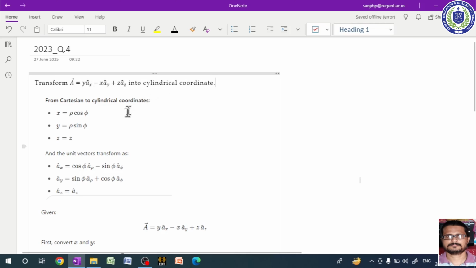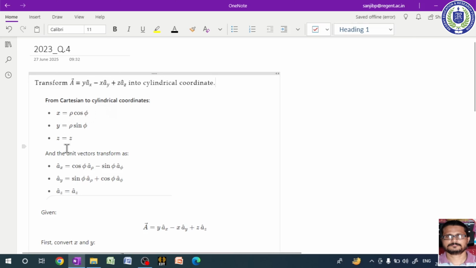So this is a very important discussion. First, recall the coordinate transformation formula. Suppose rho and phi are given. As we know, in the cylindrical coordinate system the coordinates are rho, phi and z. Rho is the radius of the cylinder, phi is the angular displacement, and z is the height of the cylinder.